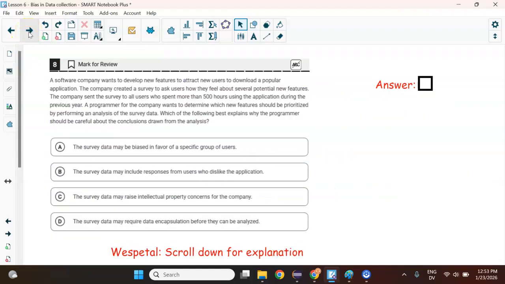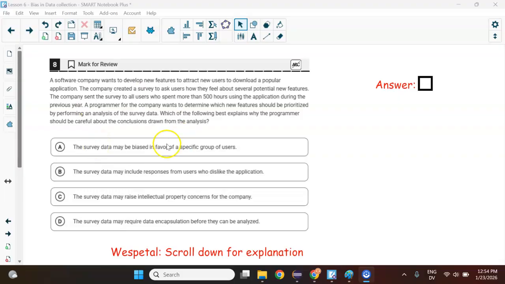Okay, so I have a couple sample AP questions here to close. I would encourage you to read through this, give it your best shot, and then see if you can pick A, B, C, or D. What do you think the answer is?